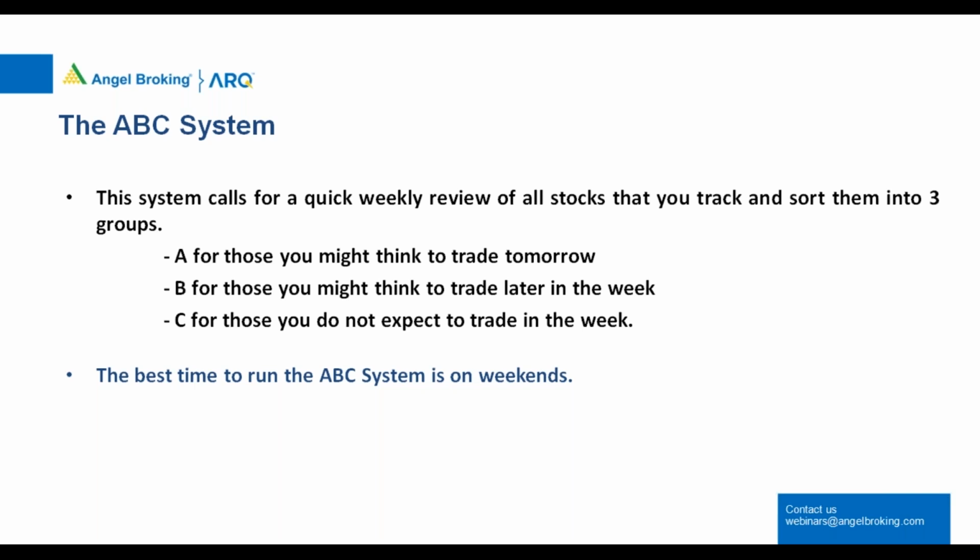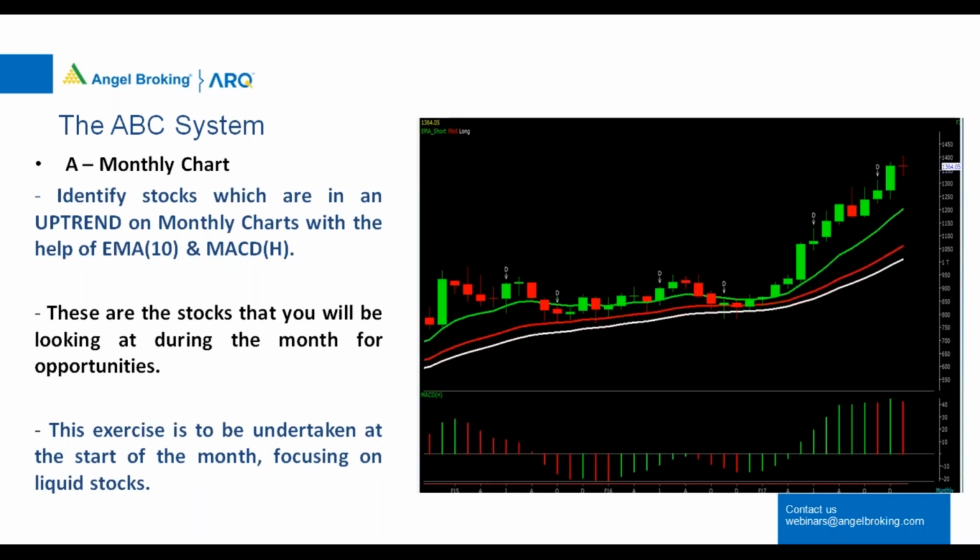So this ABC system basically helps you categorize the stocks which are ripe for investing tomorrow, which you could get a buying opportunity in the week, or which you do not expect to trade in this week. The best time to run the ABC system is on weekends. Why weekends? Because after Friday the entire week is over, so the weekly charts are also ready for you, and you can have a better view.